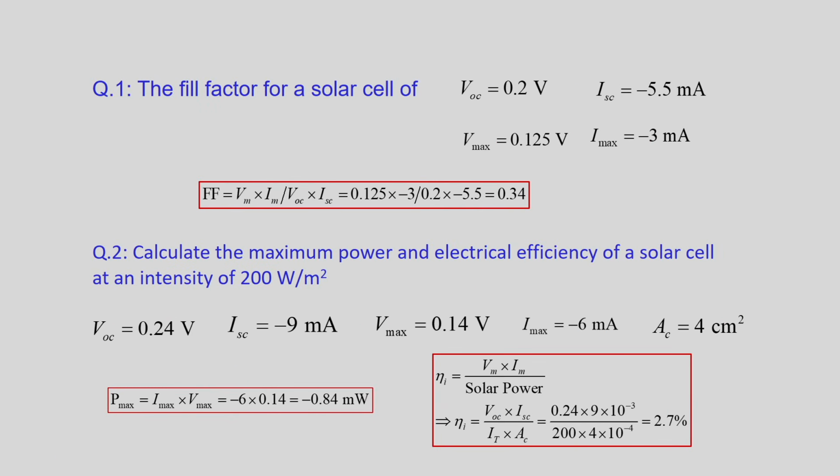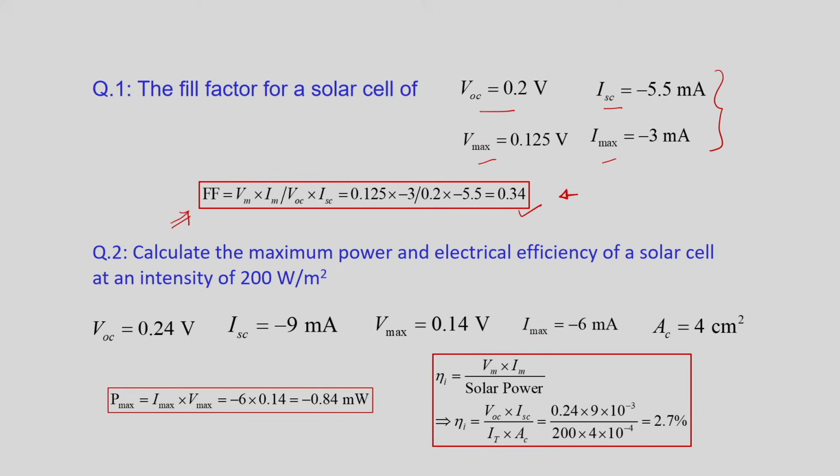Now, let us do some calculations to know the fill factor of a solar cell. If this information is given to us, like VOC, ISC, Vm, Im, then straight away you can calculate the fill factor of a solar cell. Here, based on our calculation, it is found to be 0.34, which is not so good, but still, what we have shown is the way to calculate fill factor.